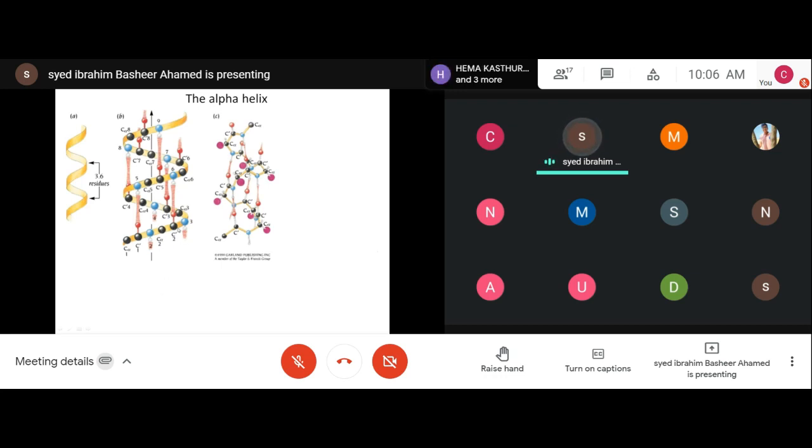So this is C1 prime, this is C2 prime. The second carboxyl oxygen is making a hydrogen bond with the sixth nitrogen. Likewise, it will go on like this, so you will have an N to N plus 4 pattern. This is the regular pattern of the alpha helix, the regular alpha helix. There are some variants also, which we will see in the following slide.